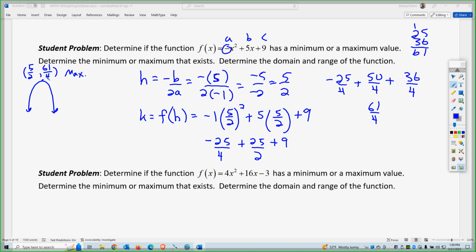The max location is at 5 halves, 61 fourths, right? So the coordinate is the location and 61 fourths is the max, because these could represent something. Could be height, could be number of dollars, pancakes, punches to the face, who knows what it is, right? All right, so domain and range. So all quadratic functions go forever left and forever right. This one goes down forever, but only goes up to 61 fourths. Okay. All right. Pause the video. Try the student problem. Oh, the next student problem, sorry.